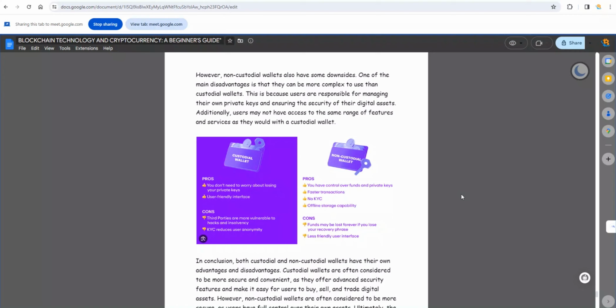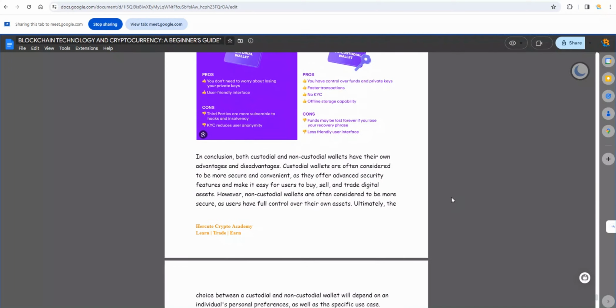Now the cons of non-custodial wallets are that funds may be lost forever if you lose your recovery phrase. I already talked about this, and they have a less user-friendly interface. Now, to conclude, both custodial and non-custodial wallets have their own advantages and disadvantages. And like we've said, custodial wallets are often considered to be more secure and convenient, but according to me, they are not as secure, because you're relying on someone else's safety or security measures that they put in place.